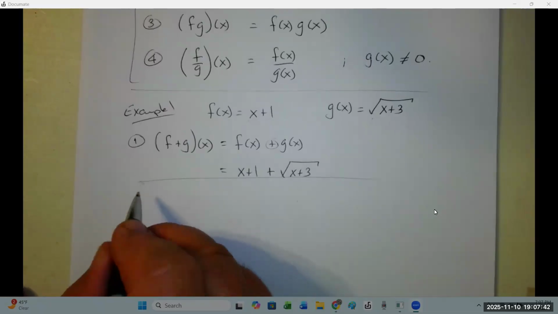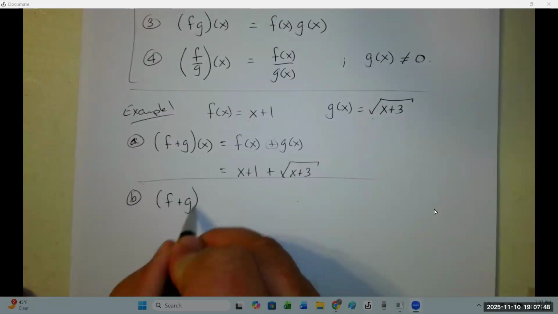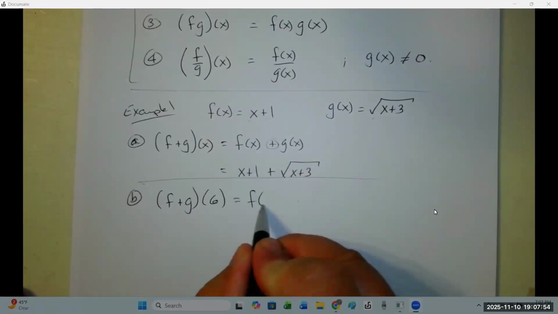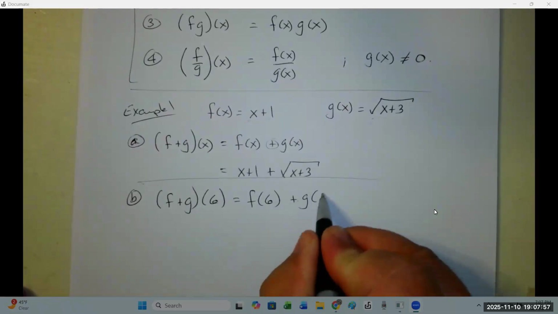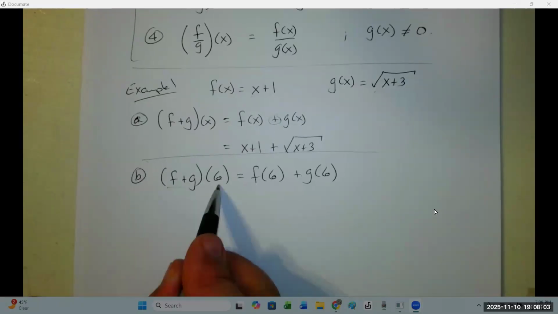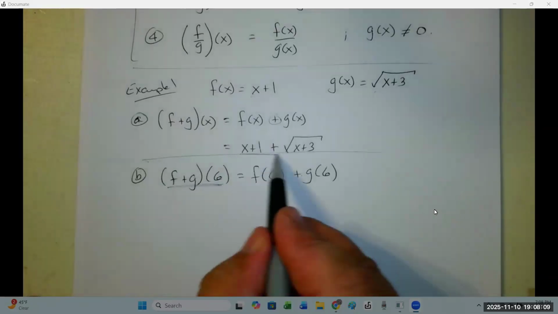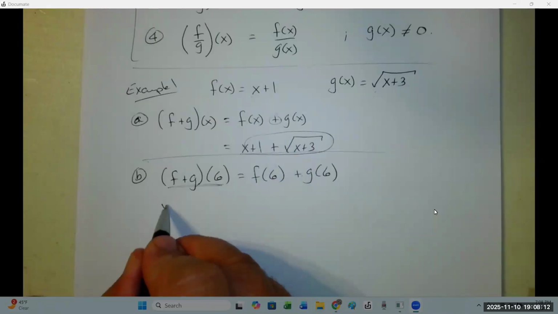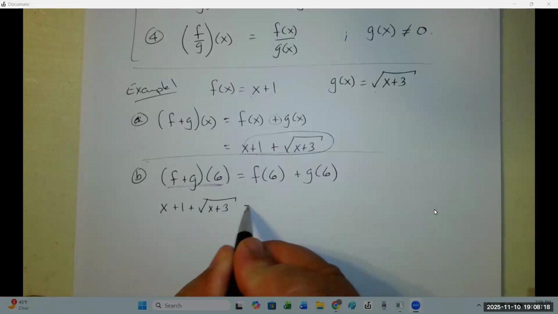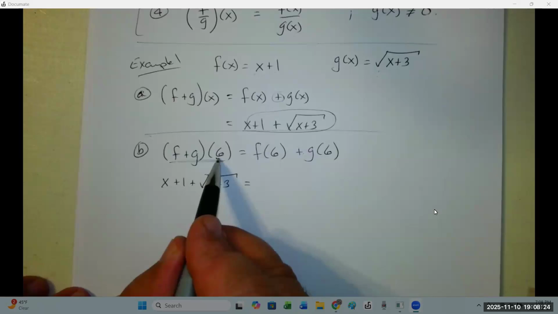Now, the next one, this is A, this is B. This one here is going to be a little bit better because this will give us something to compare. f plus g of 6 is equal to the same thing as f of 6 plus g of 6. What this says on the left side is add the two functions together first, which we did, and that equals this: x plus 1 plus the square root of x plus 3. Once we combine them, then we put 6 in place of x.